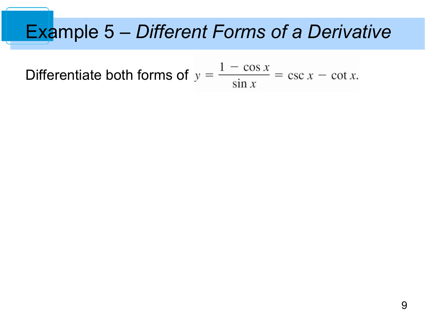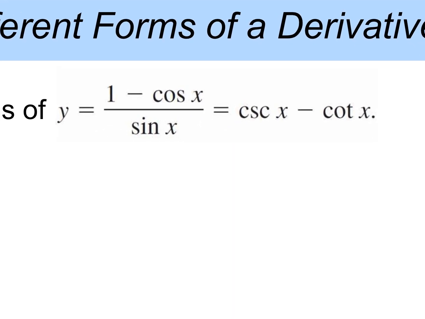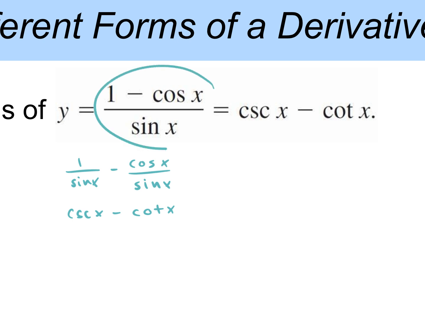Example 5 just talks about how we can differentiate both forms of this. So these are equivalent. 1 minus cosine over sine is the same as cosecant minus cotangent. If I were to split this up, I have 1 over sine of x minus cosine of x over sine of x, which gives us cosecant minus cotangent. So these are equivalent.